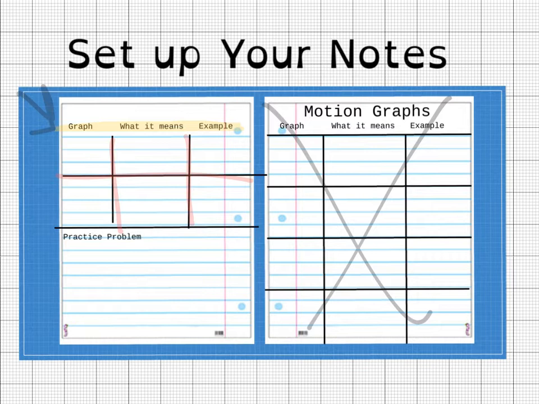Oh, one last thing. If you have the ability to have a third color with you today, that would be great. So notice last time, remember I did blue for at rest and green for increasing or decreasing. Today I'm going to use yellow for acceleration.